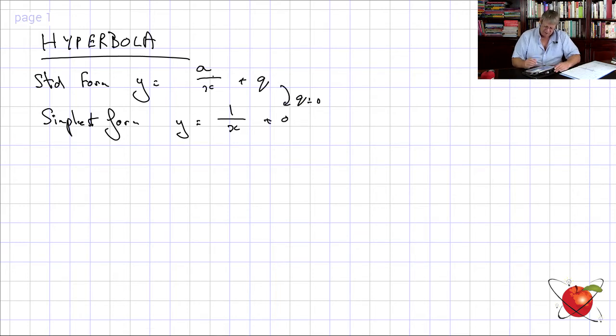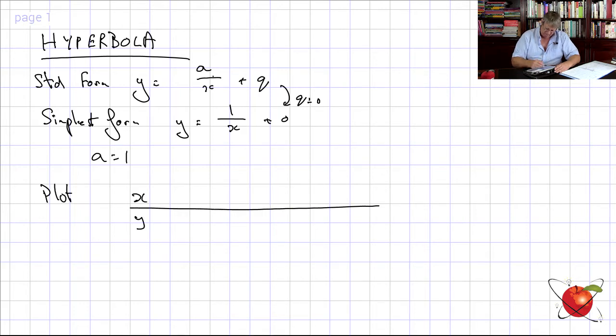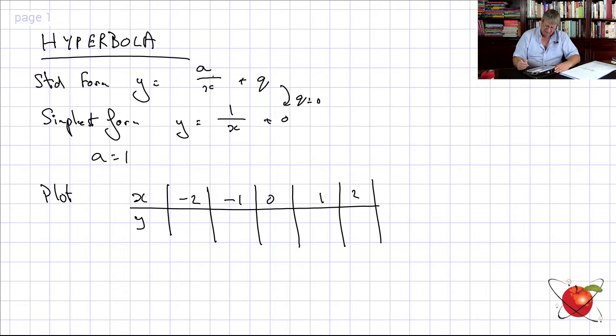Let's have a look at this. Now, in this case, a is equal to 1. So this is pretty much the simplest form of a hyperbola that we can get. Okay. Well, let's plot it. Remember, how do we do that? We do x and y's, and I'm going to reiterate again while I'm writing: -2, -1, 0, 1, 2, and we're going to do some plotting of these.